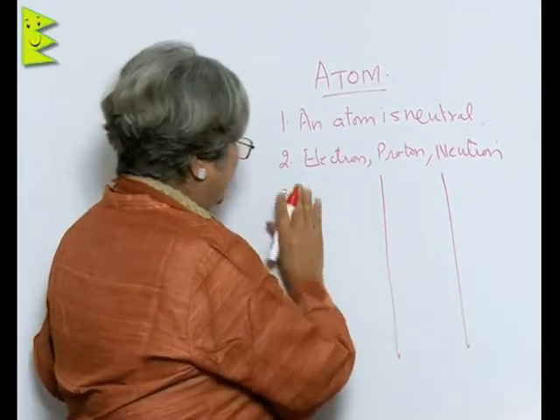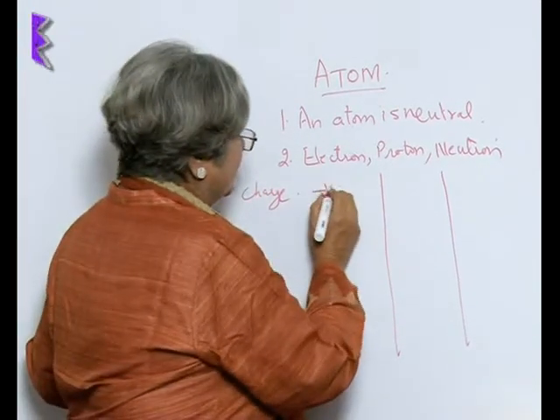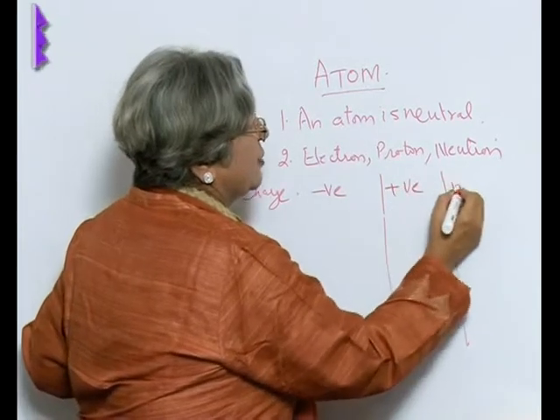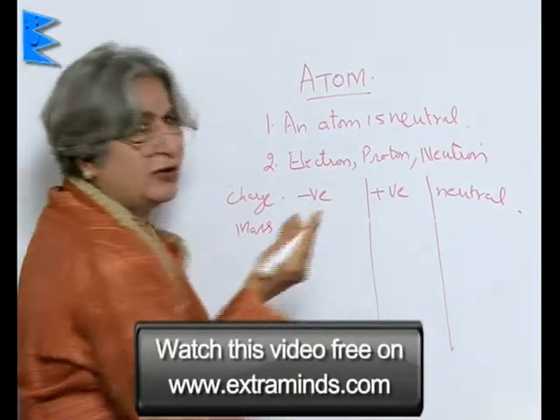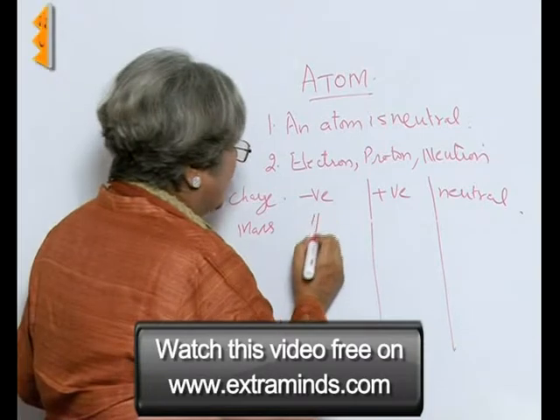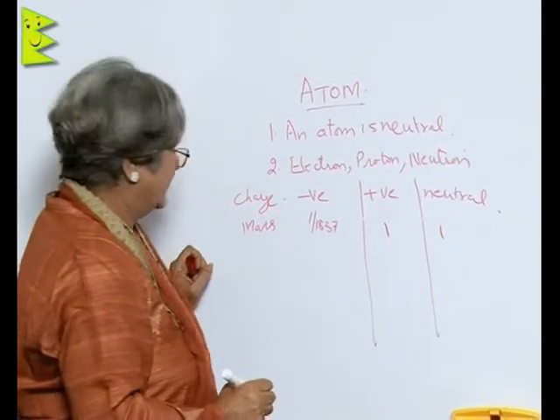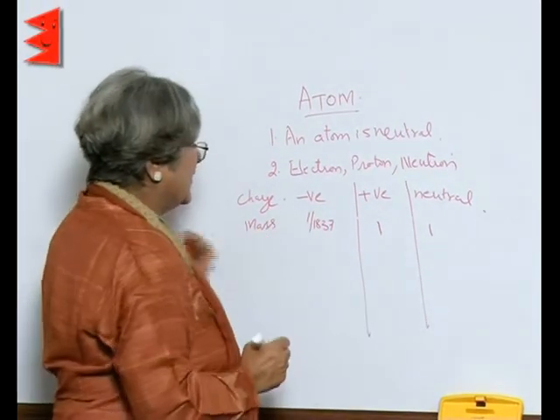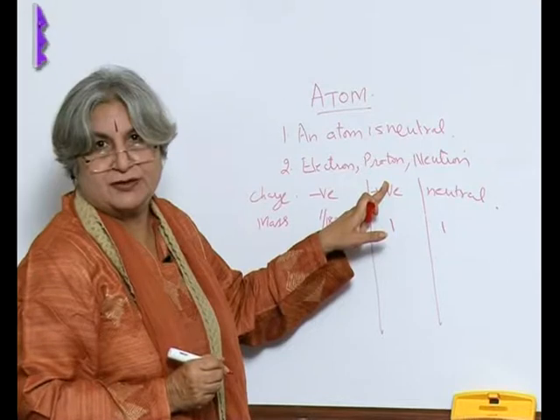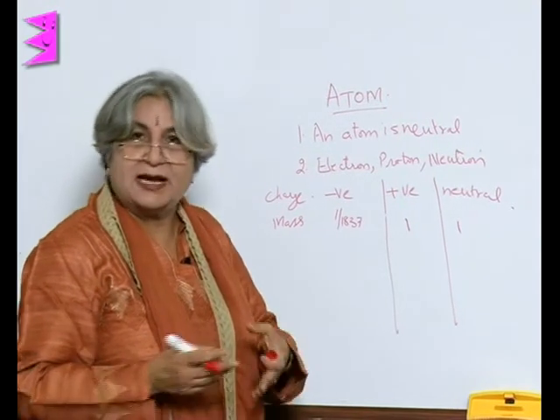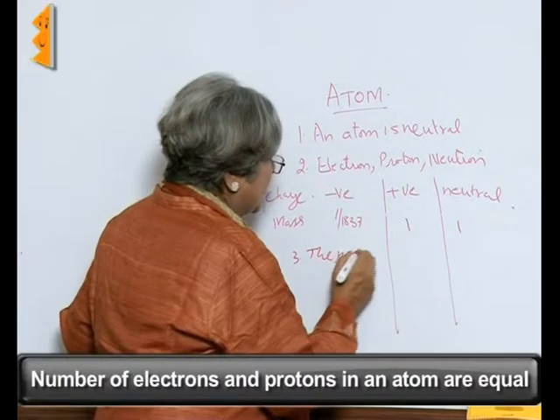If we make a table and first take charge, the charge of electron is negative, proton positive, neutron is neutral. Mass, electron has almost negligible mass, 1 by 1837. Proton 1, neutron 1. Now, what we find is that atom is neutral, that means the number of electrons have to be equal to protons. Otherwise they have charged particles and still they do not have any charge. So, the number of electrons and protons is equal.